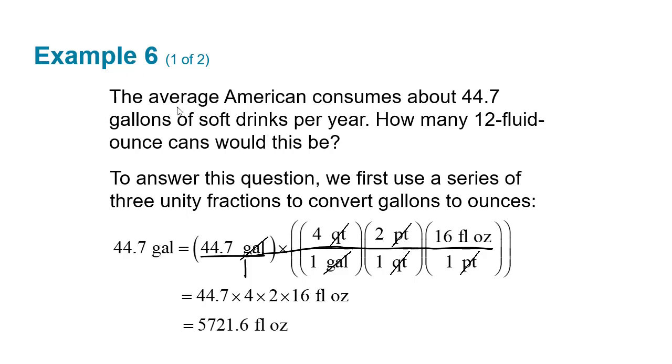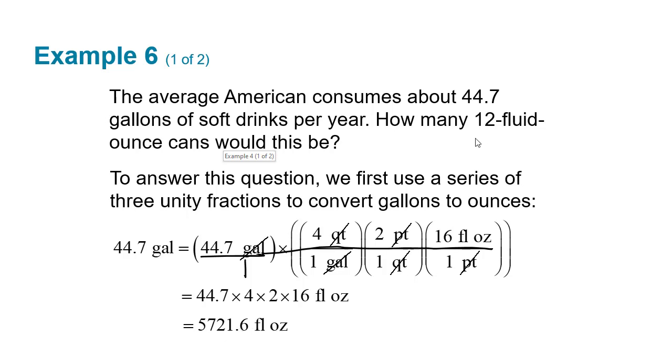But in any case, you can see how it's very clear that gallons cancel out gallons, and we have 4 quarts in a gallon, 2 pints in a quart, so the quarts cancel. And then we know there's 16 fluid ounces in a pint. The pints cancel. And all we have left on top are fluid ounces, and all we have on the bottom are a bunch of 1s. So it's 44.7 times 4 times 2 times 16, or 5,721.6 fluid ounces. Now that's how many fluid ounces we have.